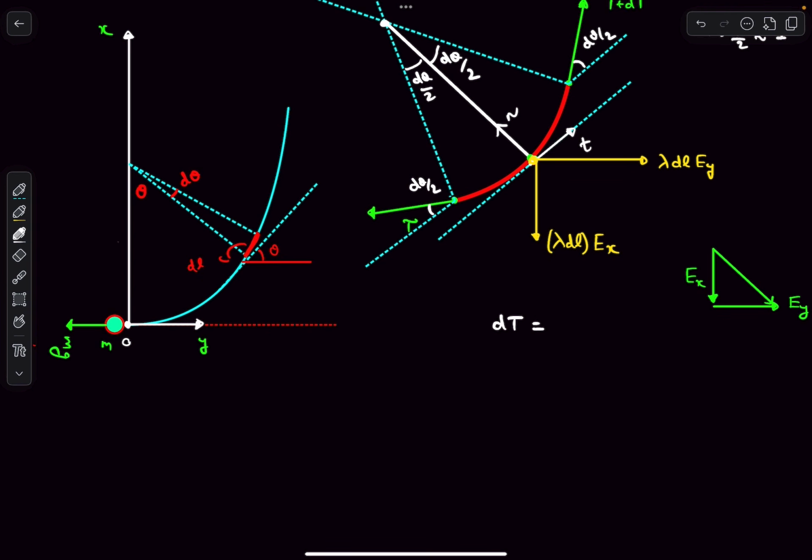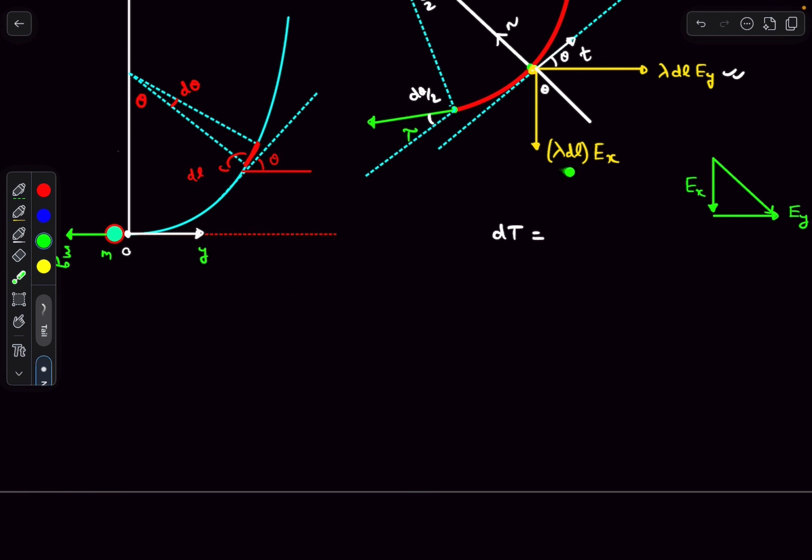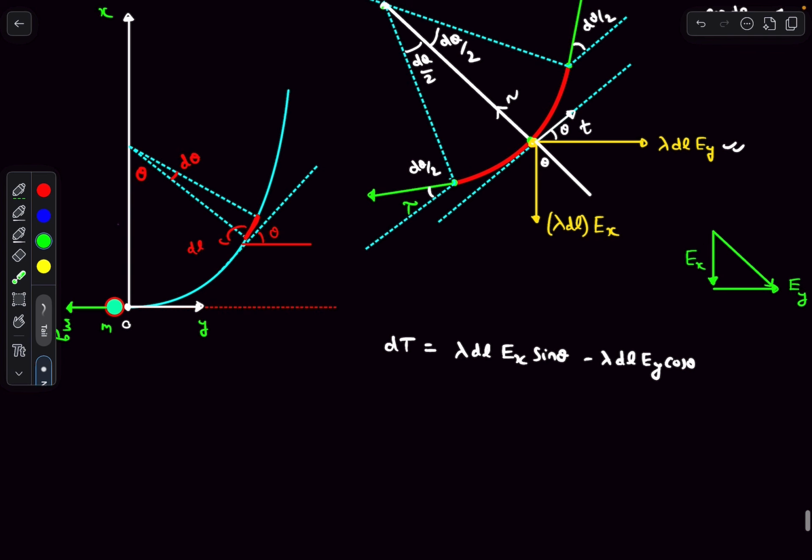So let's try to write that down. At the start, we figured out that the tangent makes an angle theta with the horizontal, right? Now the horizontal is along this direction, so this angle is going to be theta. Similarly, even this angle is going to be theta. So the component of lambda dl Ex in the minus t direction is going to be lambda dl Ex sine theta, and because of the Ey component, it's going to be minus lambda dl Ey cos theta. So basically this equation is just that we are balancing the forces in the t cap direction to the forces in the minus t cap direction.